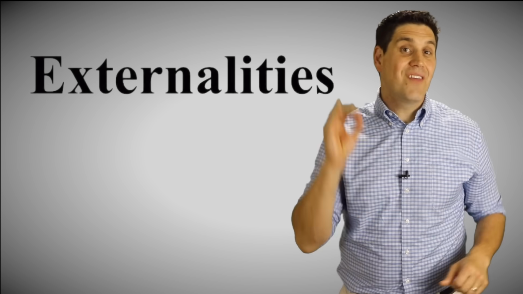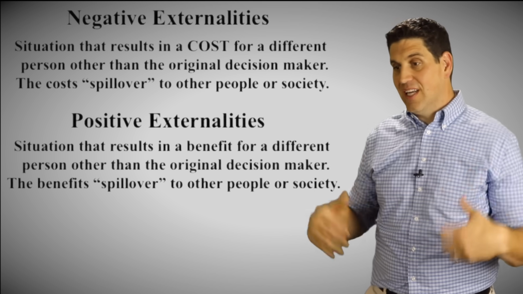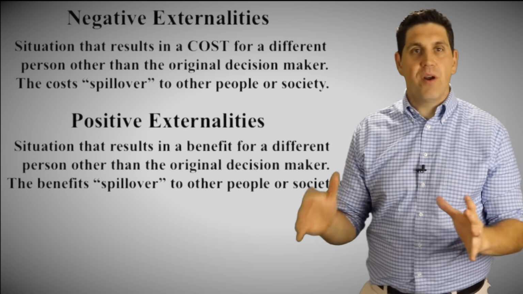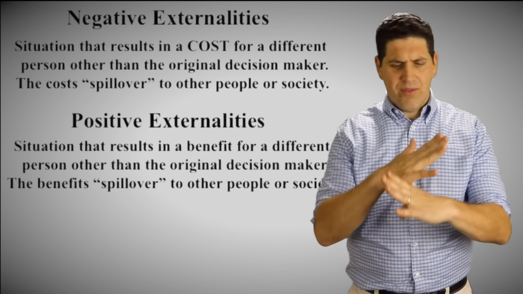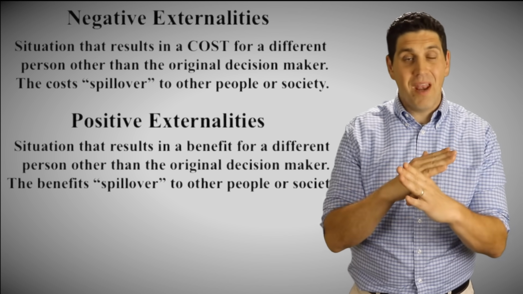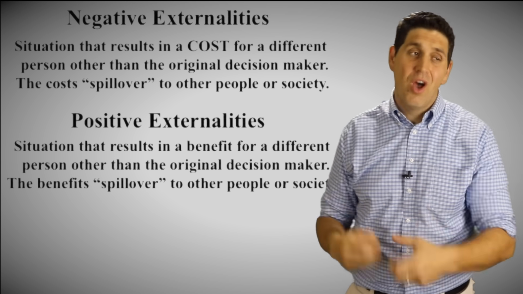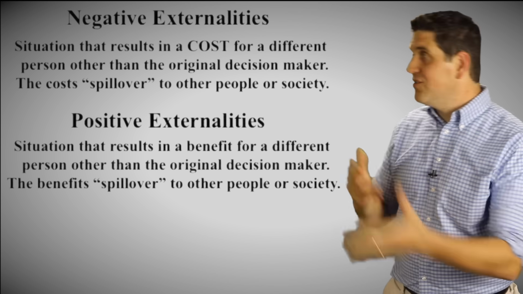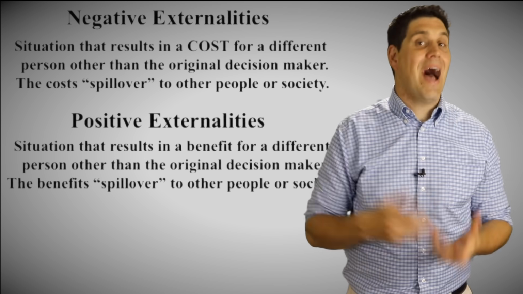The next thing you're going to learn is the idea of externalities. Externalities is when there's additional costs or benefits on some other person. So the free market assumes that the people who buy and sell things to each other are paying all the costs and receiving all the benefits. But what if somebody else pays those costs or receives those benefits? Well, that gives you the idea of negative externalities and positive externalities.